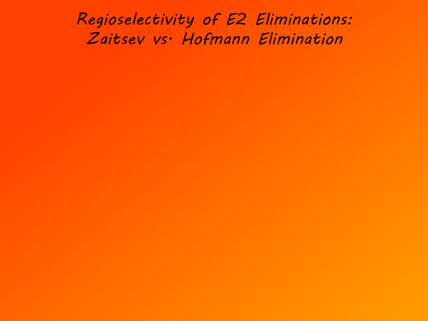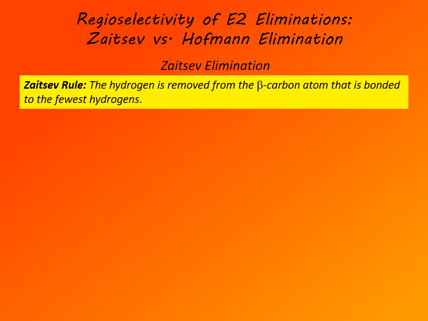Regioselectivity of an E2 elimination can follow either Zaitsev or Hofmann pathway. First, we look at Zaitsev elimination, that's predominant pathway. Zaitsev elimination is elimination that follows what we call Zaitsev rule. So Zaitsev rule states that hydrogen is removed from the beta carbon that is bonded to the fewest hydrogens.